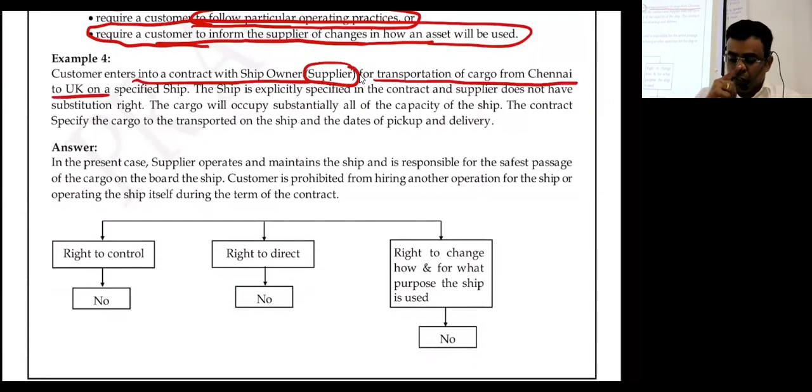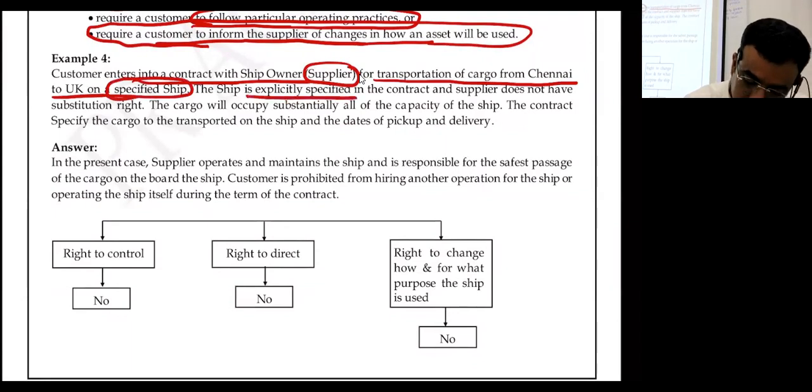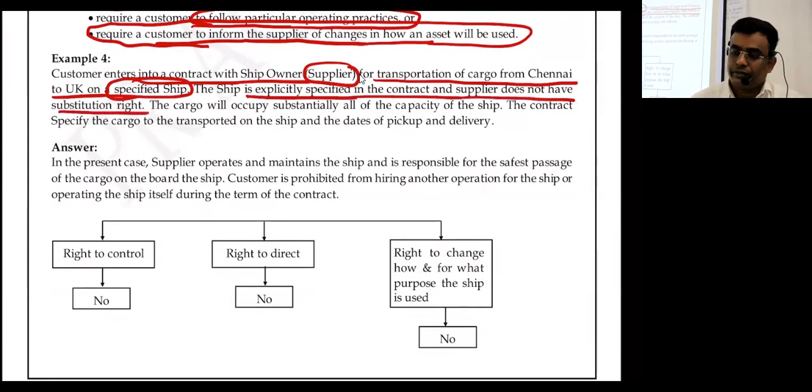Chennai, because there is no port in Coimbatore, otherwise Cochin. Okay. UK on a specified ship. The ship is explicitly specified in the contract and the supplier does not have substitution rights. Okay. The cargo will occupy substantially all the capacity of the ship.